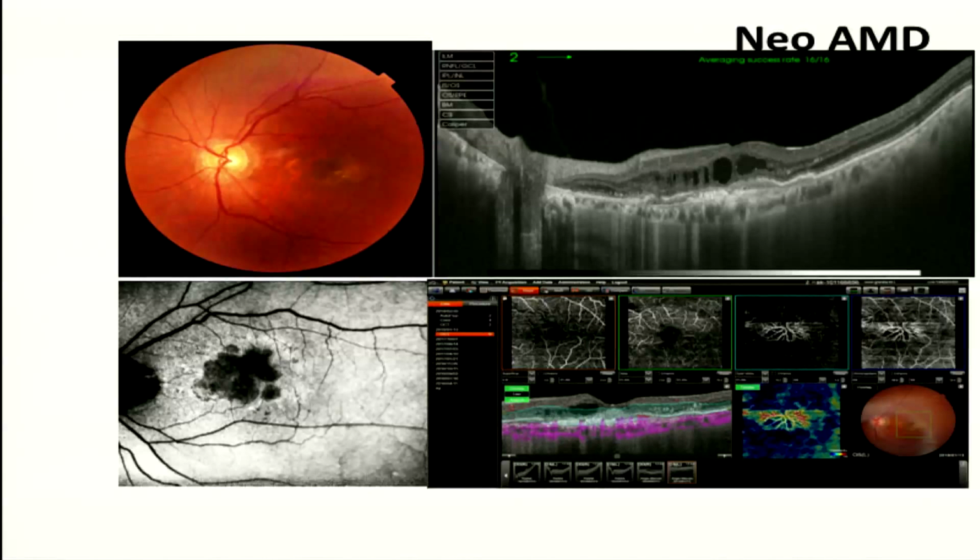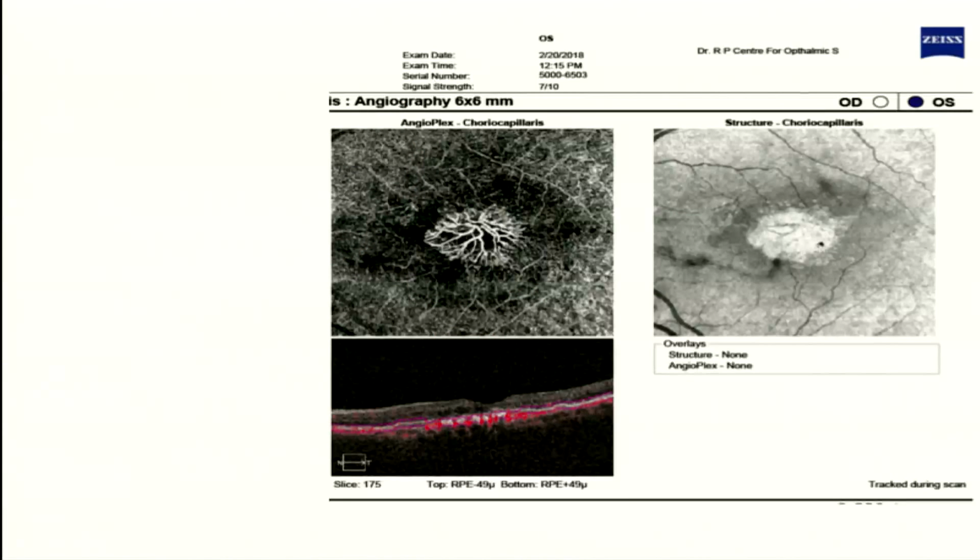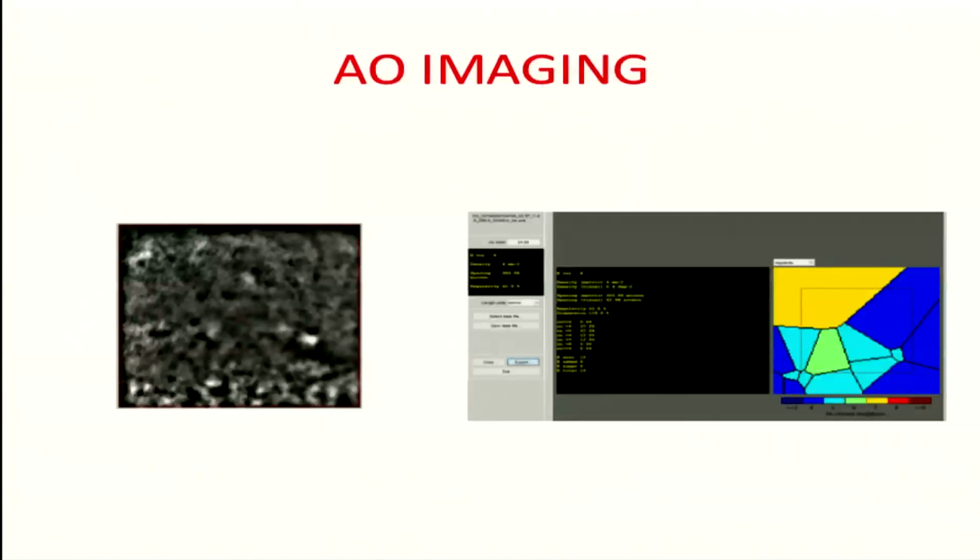This is a case of neovascular AMD, in which there is a lot of intraretinal fluid. Below is the autofluorescence of the same patient and the OCTA. This is beautifully seen on the Angioplex Zeiss camera. This is the AO imaging.